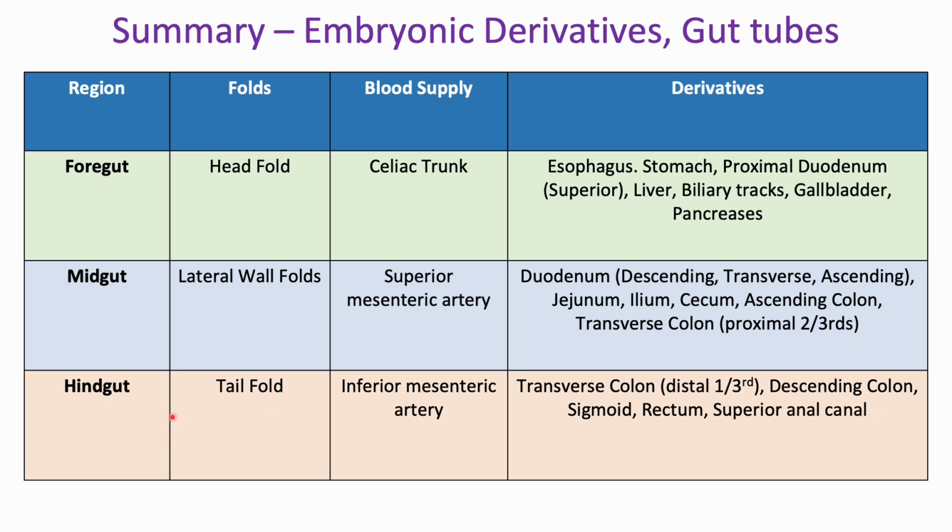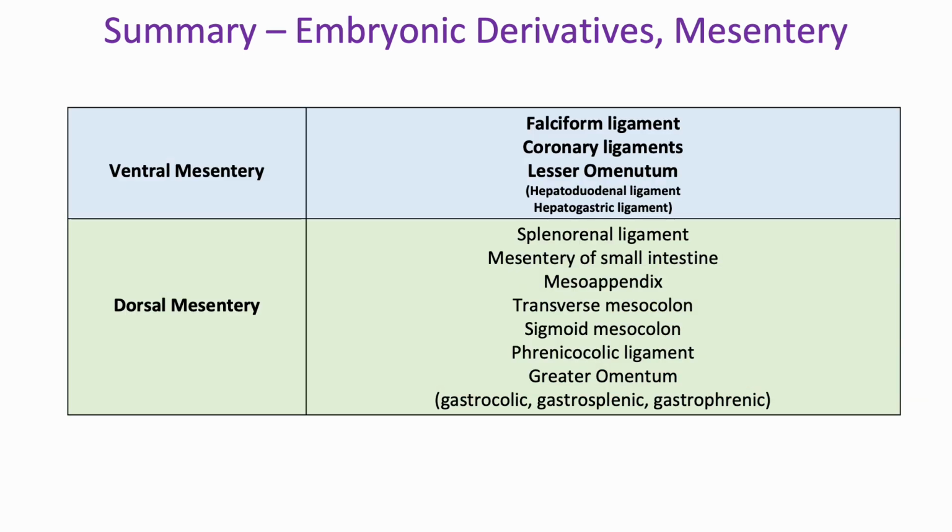And lastly, we have the hindgut, incorporated with the head fold or the tail folds, supplied by the inferior mesenteric artery, and that's going to take you from the distal transverse colon, so that distal 1/3, through the descending colon to the sigmoid, rectum, and superior anal canal.